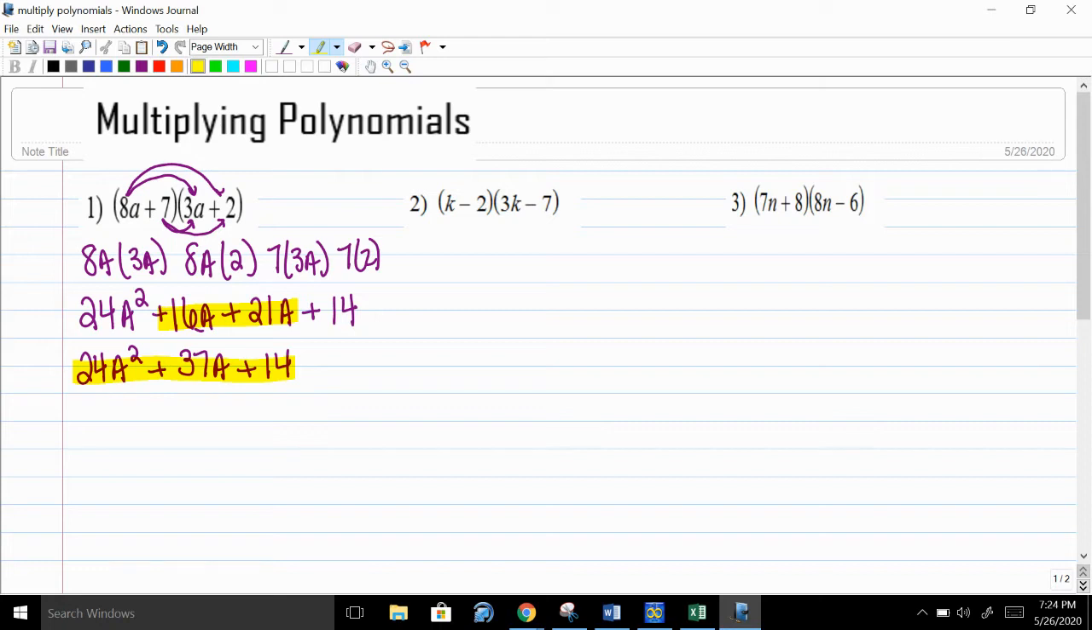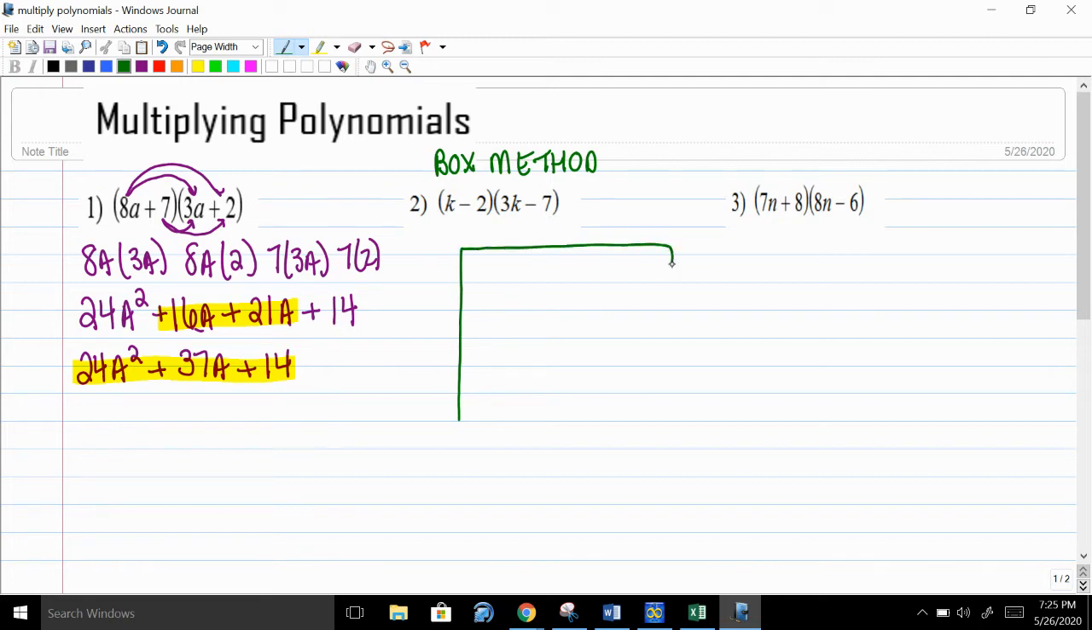Your answer here is going to end up being in descending order. Just to double check, make sure that it is in descending order. Remember, descending order is the biggest exponent to the smallest exponent. So we're good to go in number one. Number two, okay, this is a second way of thinking about this. This is going to be called the box method. Some people prefer to look at this and do these in what I call the box method.